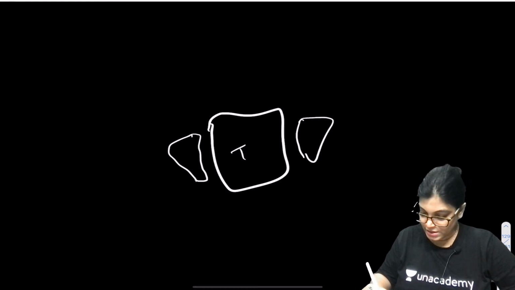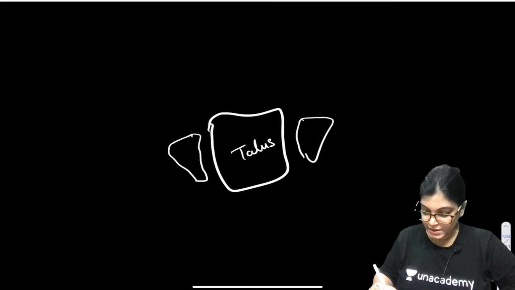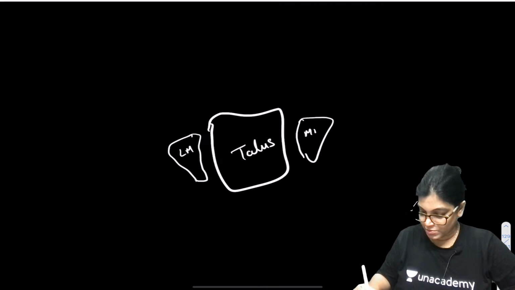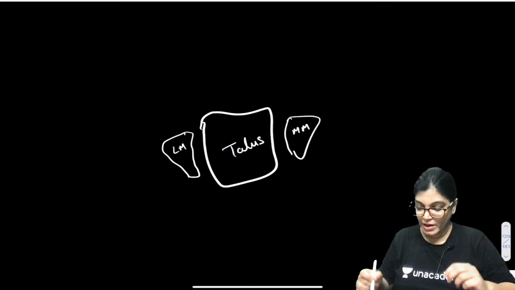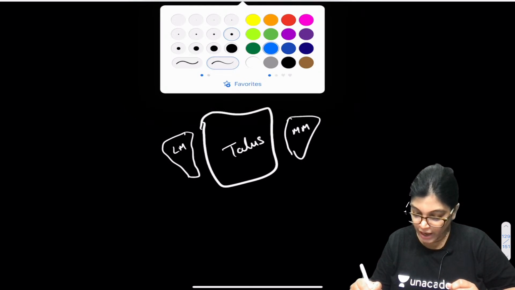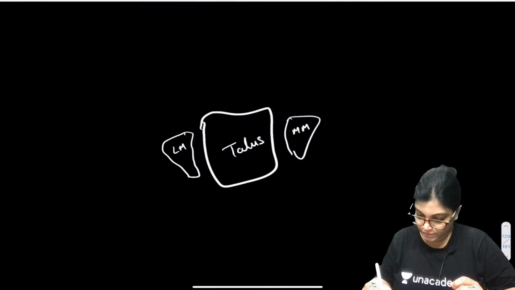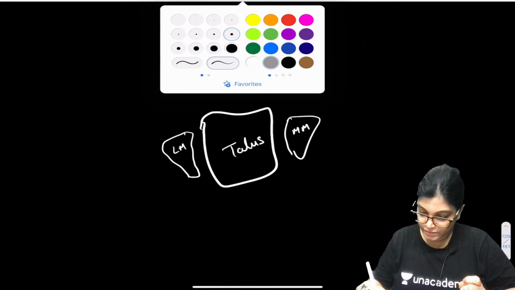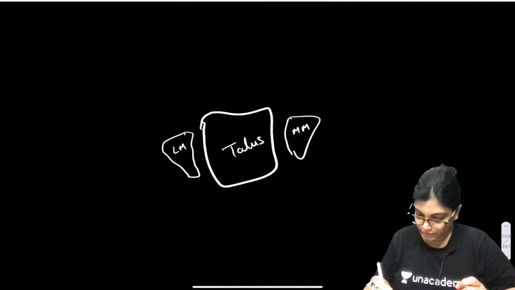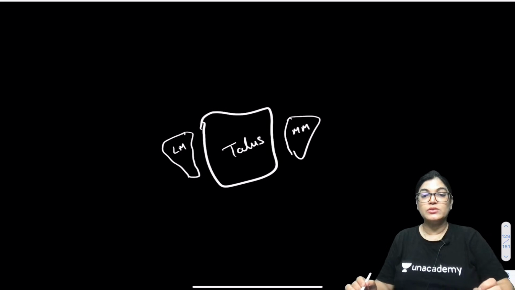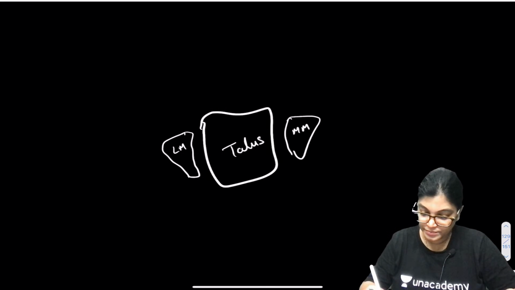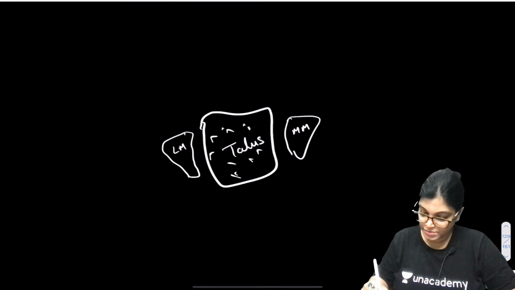Okay. So, this is talus bone which I have made, this is lateral malleolus and this is medial malleolus. What is it doing? It is giving you an idea. So, this is medial and lateral malleolus, this is the bone part.